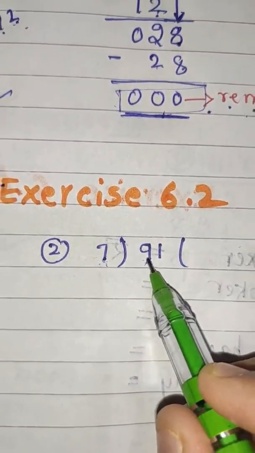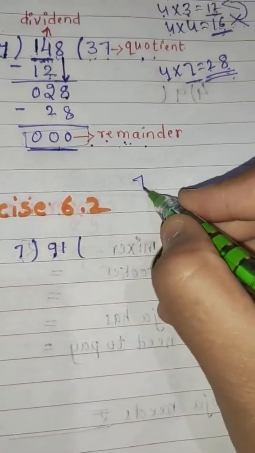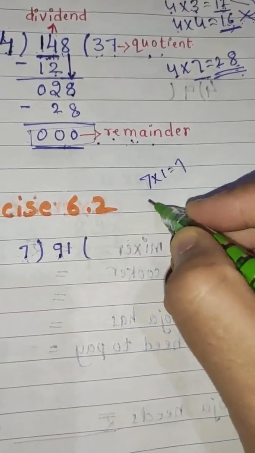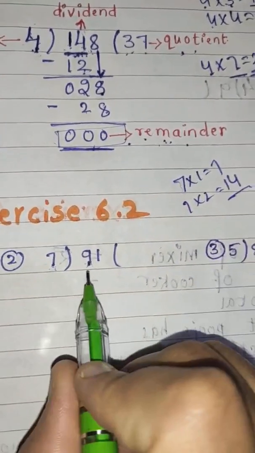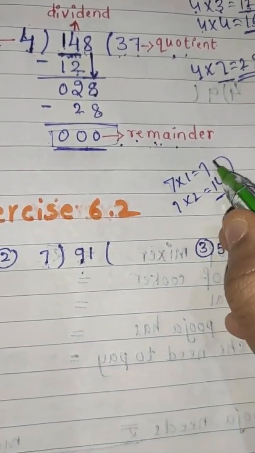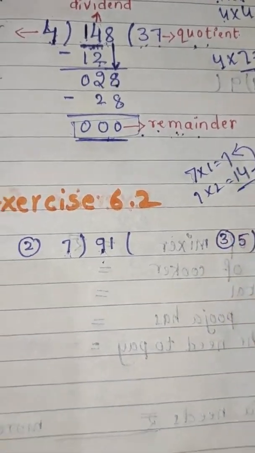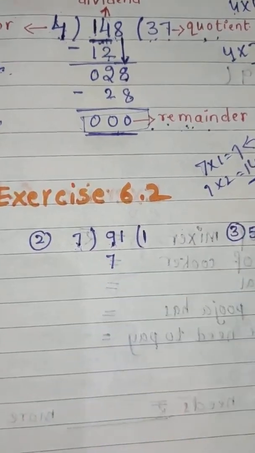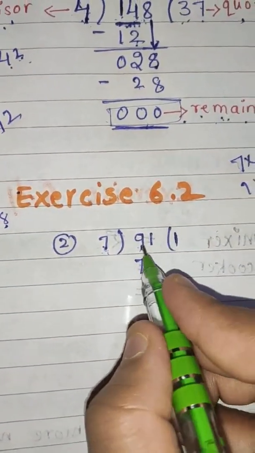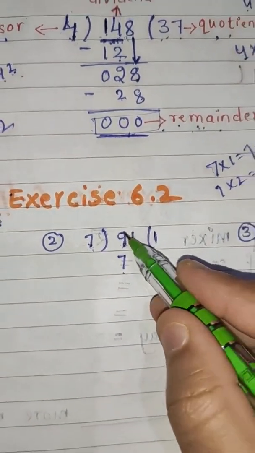So what we have to do? We have to take the lesser number. So here you can see 7 1s are 7. 7 2s are 14. This 14 is greater than this 9. Yes. So we have to take the smaller number. So which is that? 7 1s are 7. Yes. So we have to write the answer below this number only because we are solving this number.